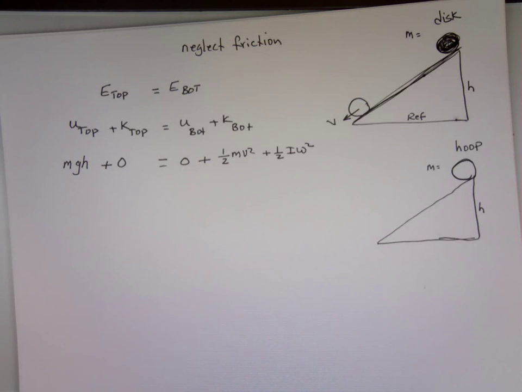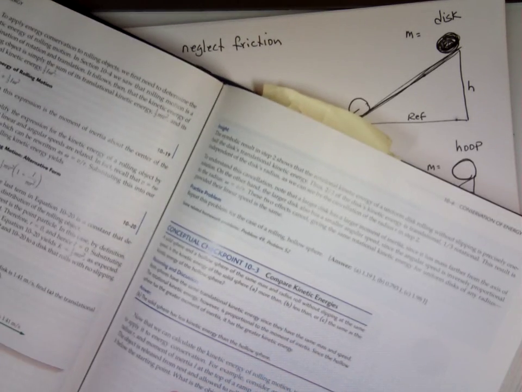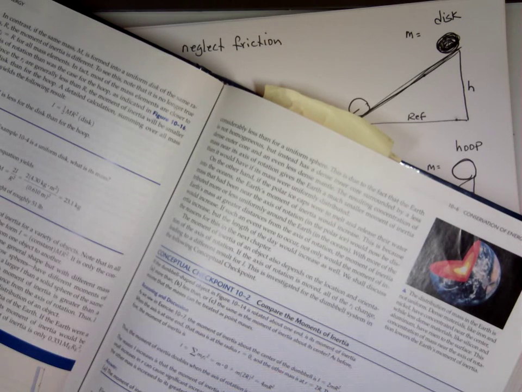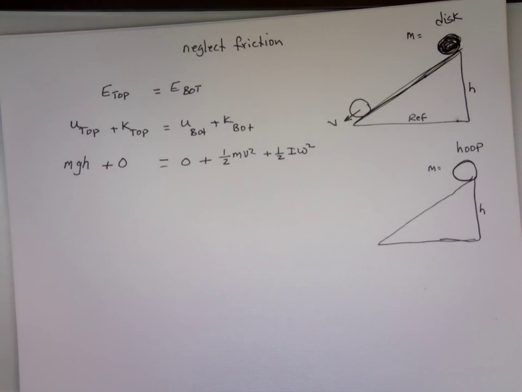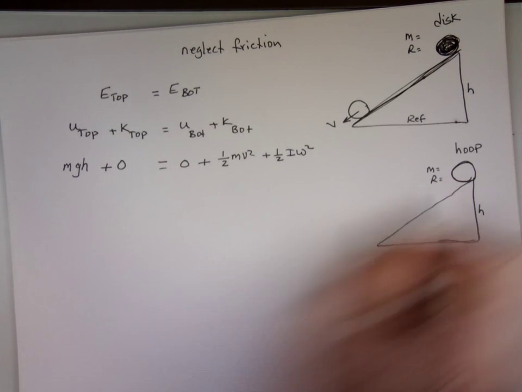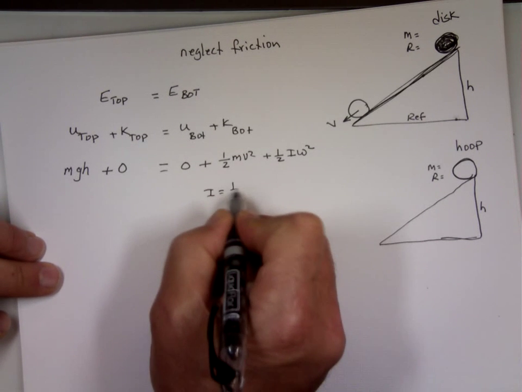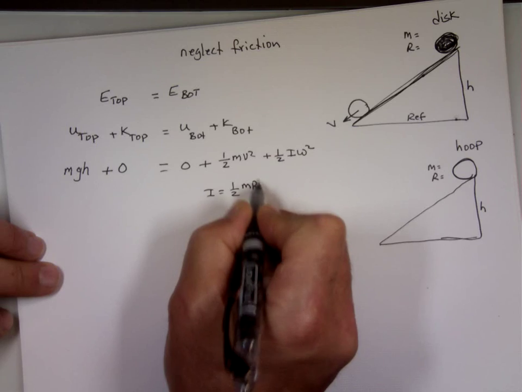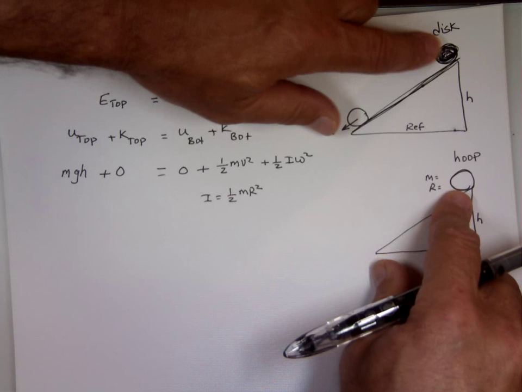Now, I need to go to my book and look at the inertia for a solid disk. The inertia for a solid disk that spins around the center is 1/2 mr squared. The radius is the same for both of them, by the way. In that experiment at the Science Museum, the disk and the hoop have exactly the same mass and the same radius.